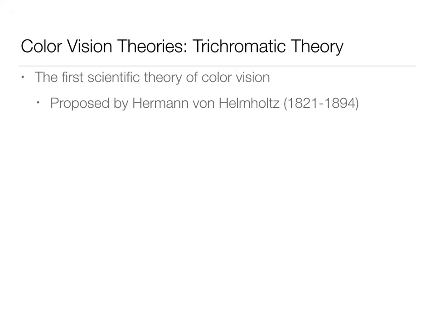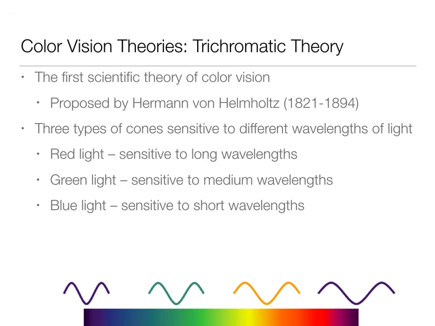He lived from 1821 to 1894. So we're talking about a very old historical theory, but it still has a lot of support and a lot of benefits, which is why we still talk about it. So again, trichromatic meaning three colors. The trichromatic theory of color says that there are three types of cones. So remember, cones equal color, and they are sensitive to different wavelengths of light.